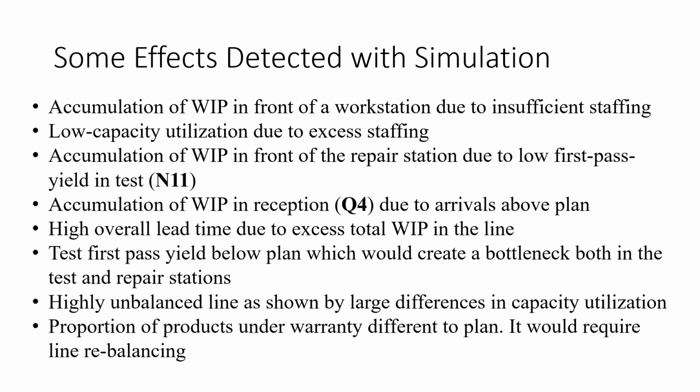Test first pass yield below plan, which would create a bottleneck, both in the test and repair stations. Highly unbalanced line, as shown by large differences in capacity utilization. Proportion of products under warranty different to plan. This would require line rebalancing.